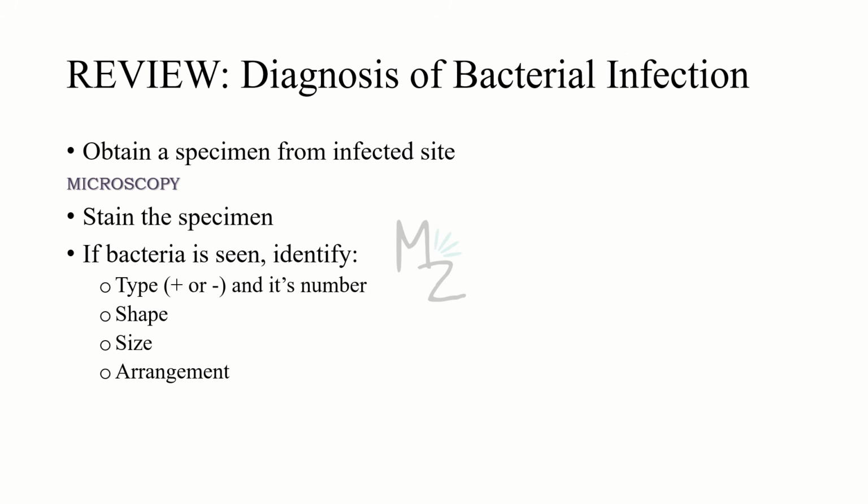How to diagnose a bacterial infection, or the diagnosis of bacterial infection. Prior to doing anything else, we are going to do what? We will obtain a specimen from the infected site. Then we will go for microscopy. We'll stain the specimen either with gram stain or acid-fast stain. And if bacteria are seen, then we will identify the type, whether it's gram positive, gram negative, or acid fast, then its number, shape, size, and arrangement.